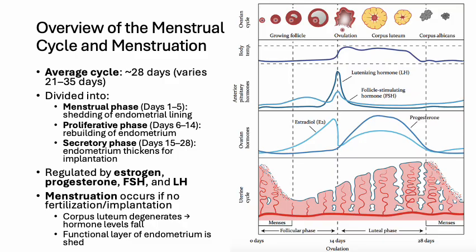The menstrual cycle prepares the female body each month for the possibility of pregnancy. The cycle begins with menstruation, the visible shedding of the uterine lining that occurs when no fertilized egg implants. This is considered day 1 of the cycle.